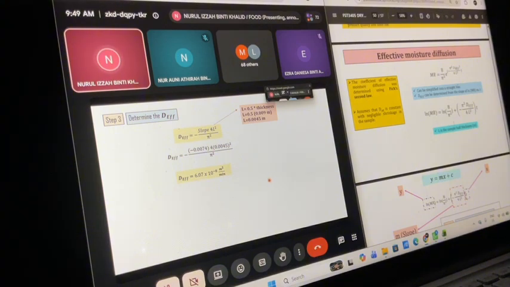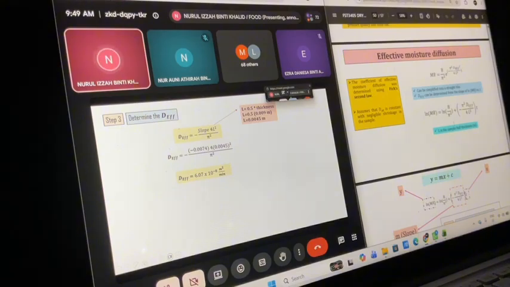Another thing you have to remember: you have to convert to SI units. The question gives you cm, but remember to convert to meter. And then you put this equation here. Don't worry, I will give you the formula, so you do not have to memorize it. But finally, you will get the final answer. This is your final answer.